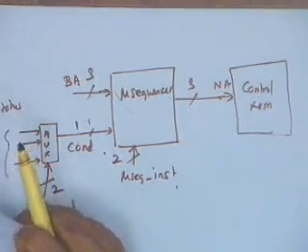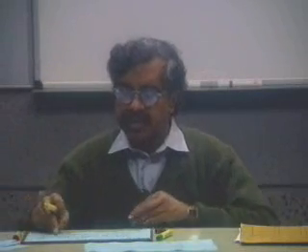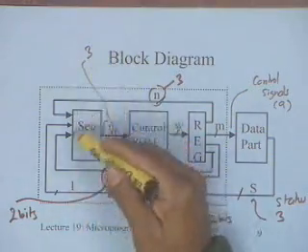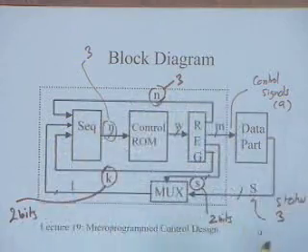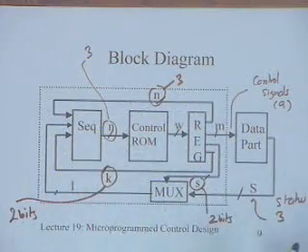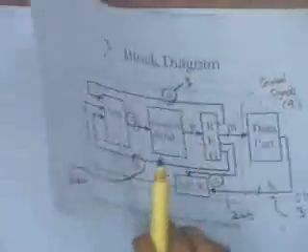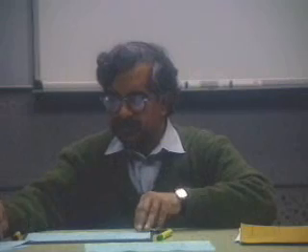So I have a clear specification of my sequencer, and I have clearly identified the sizes of all the interconnections here. I still have not designed my sequencer. I will design my sequencer later, but first I have decided on the specifications, the requirements for each one of them. Let me go to the microinstruction format.